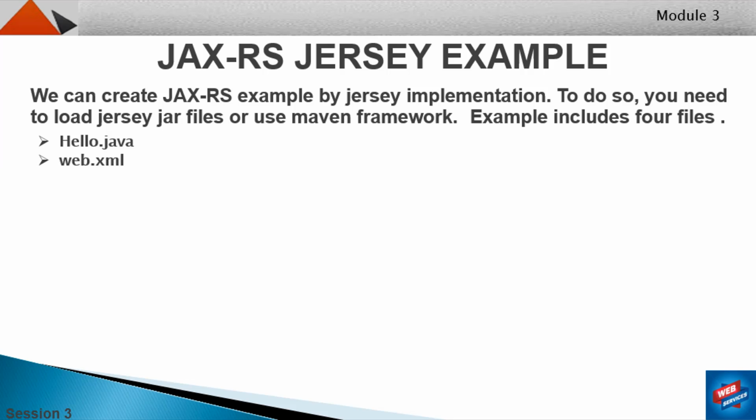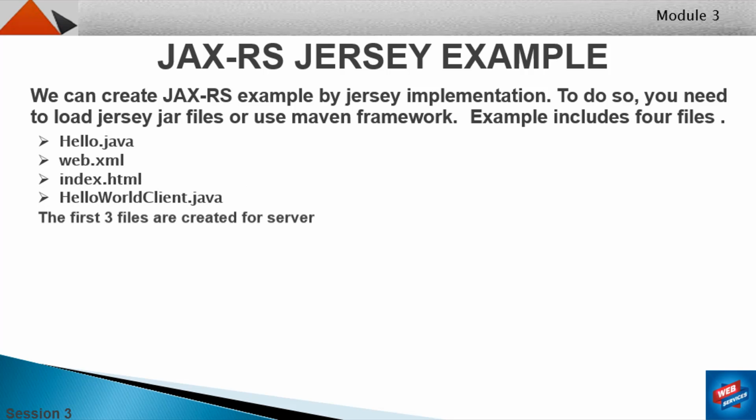There are 4 files for the Hello World JAX-RS example: Hello.java, web.xml, index.html, and HelloWorldClient.java. The first 3 files are created for server side and 1 application for client side.